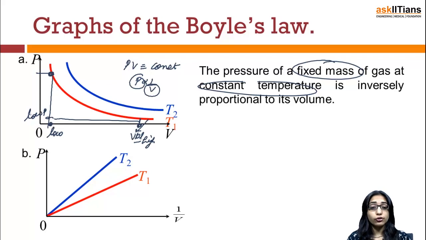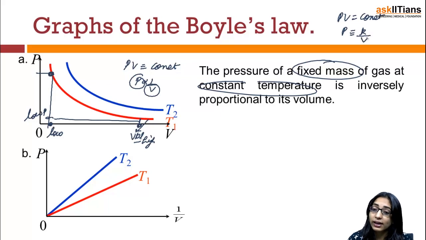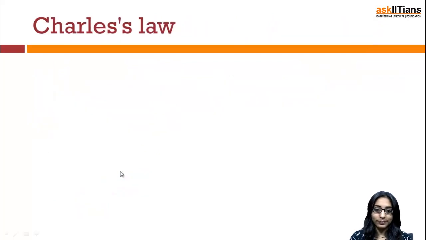And if I ask you to draw the graph between P versus 1 by V, you can say that since PV is constant, P is equal to K by V. That means if you are drawing the graph between P versus 1 by V, it will be a straight line passing through the origin with zero intercept on the y-axis. So again, this is at temperature T1 and this is at temperature T2.